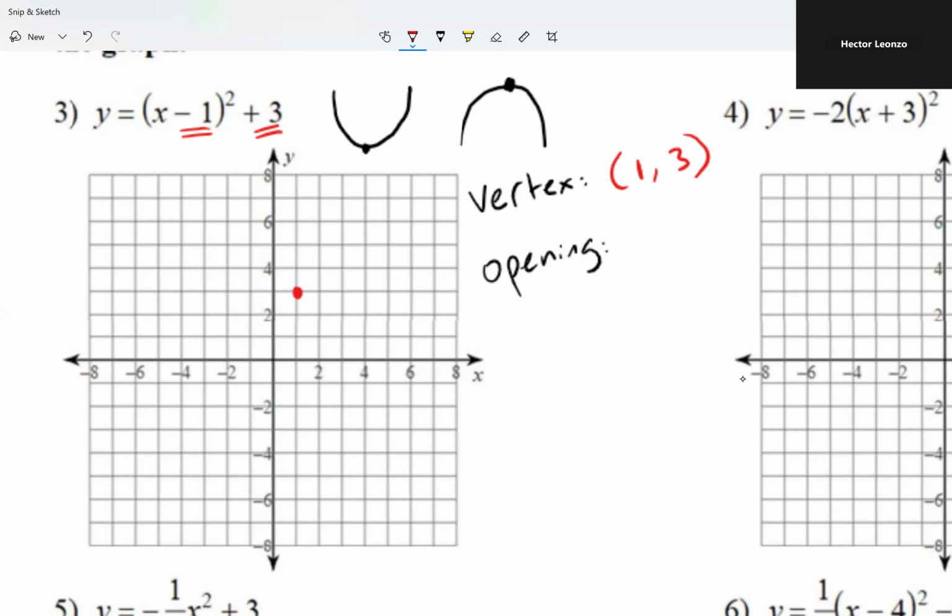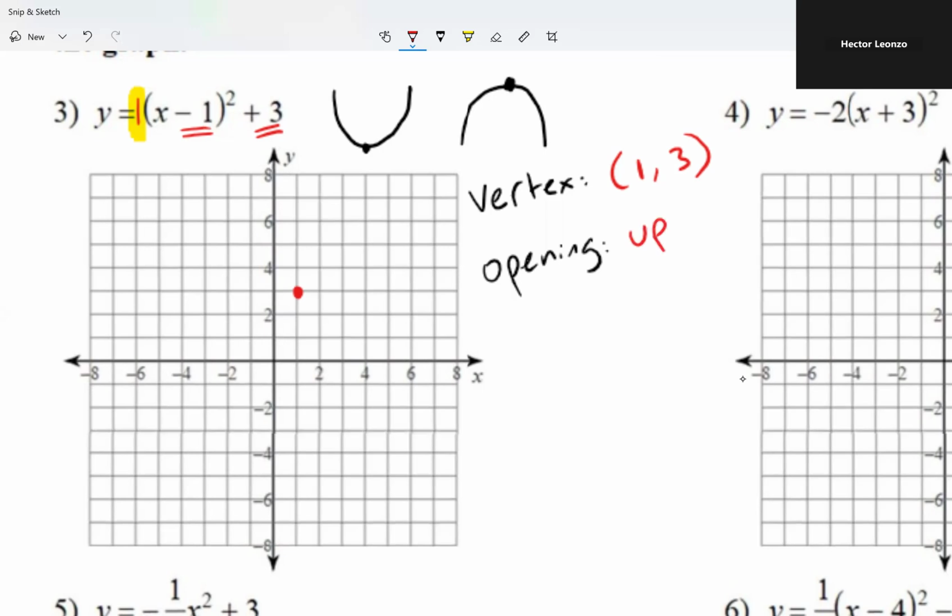And then the opening, I'm just asking, is it open up or is it open down? I always take a look for the opening. I take a look at the first number. Okay, there's nothing in front of the parentheses, but when there's nothing, we imagine a 1, right? In this case, a +1, because that is a positive number. So in reality, I'm just looking at the sign. Because that's a positive number, I'm going to say my opening is up. So it's a U shape that is open up.